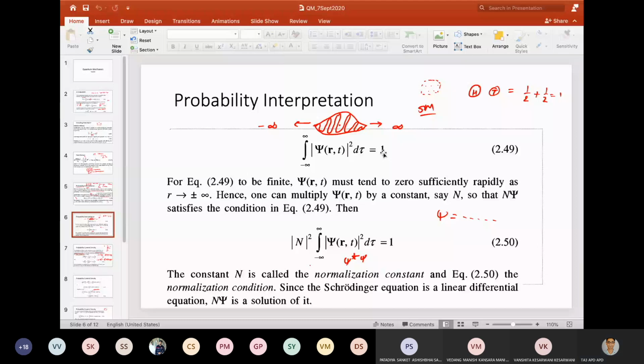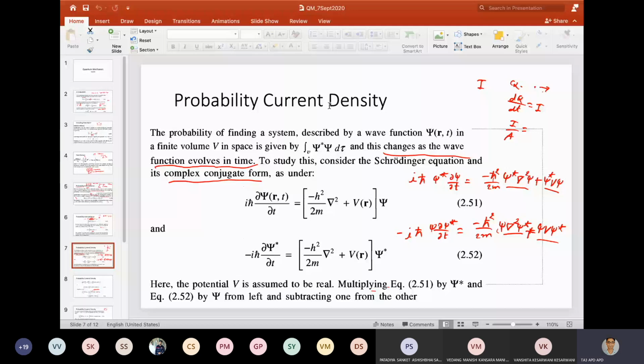The total probability of finding the particle has to be equal to 1 according to statistical mechanics. We also observe that psi must approach 0 as you go towards minus infinity and plus infinity. Then we came across the normalization condition, where we got the normalization constant. And then we moved on to the concept of the probability current density, which is more meaningful than the probability density, because probability actually changes as the wave progresses over a period of time. So if you want to understand it in a better way, the probability current density has to be interpreted.